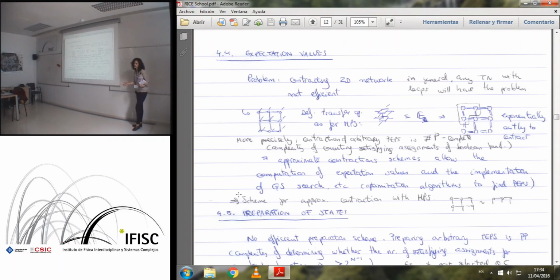It depends on the system size because you have to do n calculations at the end, but it's only linear in the system size. The cost doesn't increase exponentially with the system size.